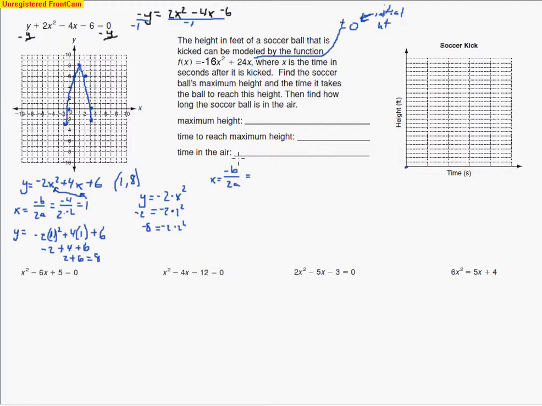And so I go ahead and do some work there. I've got 24, the opposite of that is negative 24, over 2 times a, which is negative 16. Do some work there, negative 24 over negative 32. I can reduce the fraction down to 3/4. So that's it. That's the time to reach maximum height, just 3/4 of a second. That's all it took, not even 1 second, and then it reached that maximum height.